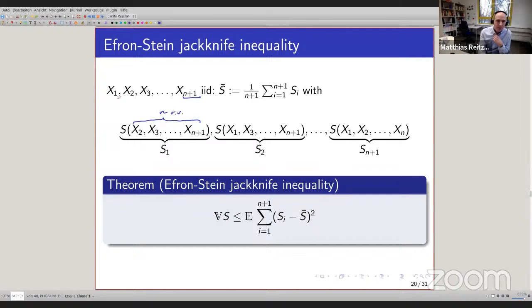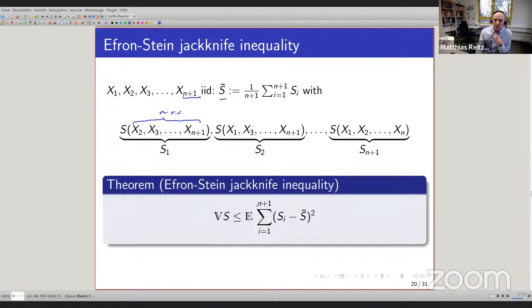So I can say, for example, ignore x1 and just evaluate my function s for x2 up to xn+1. Or I could ignore x2 in the second case, and then I take the function of x1, x3 up to xn+1. Since I have n+1 random variables and I need only n of them, I can ignore either x1 or x2 or x3 up to xn+1. So I get n+1 possibilities to evaluate my function s. For s1, I ignore x1. For s2, I ignore x2. And then I take the mean value of all these s1, s2 up to sn+1, and denote this mean value by s bar.